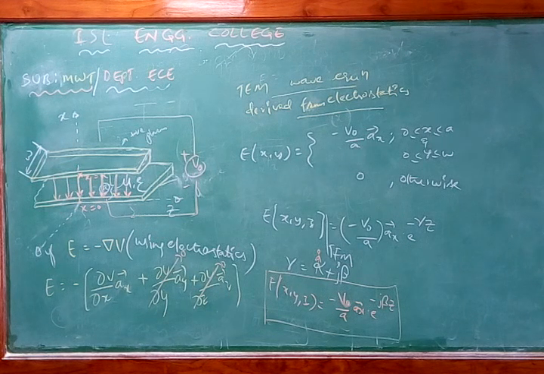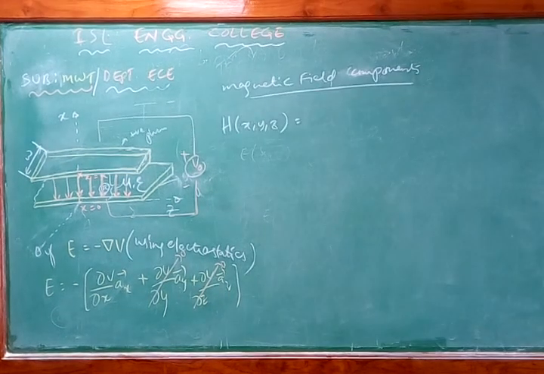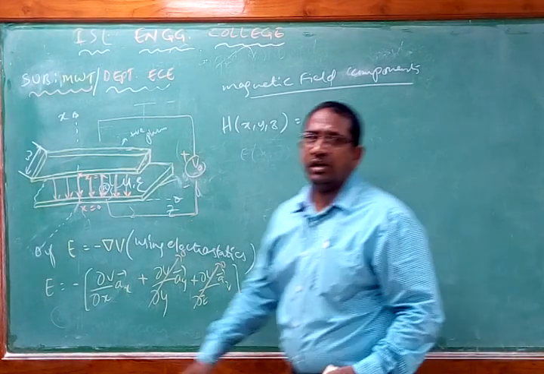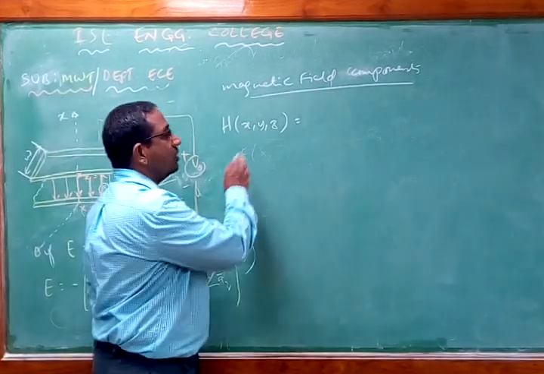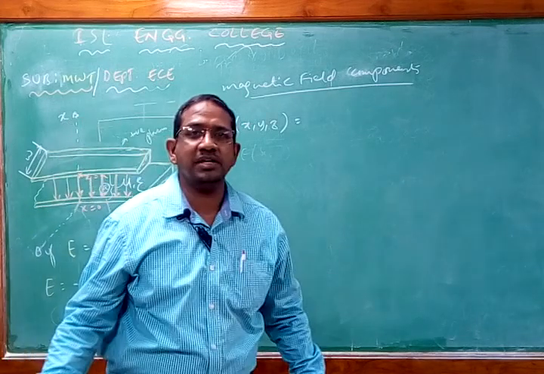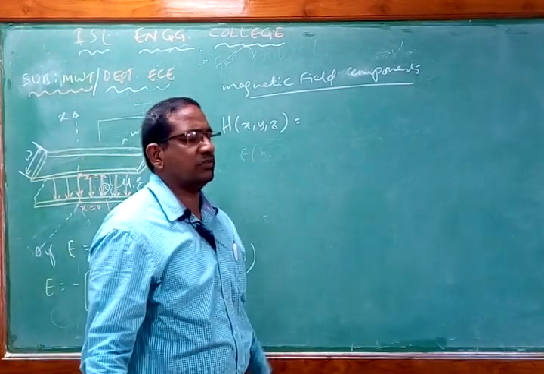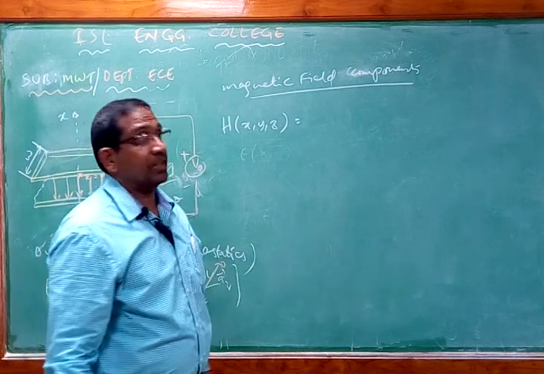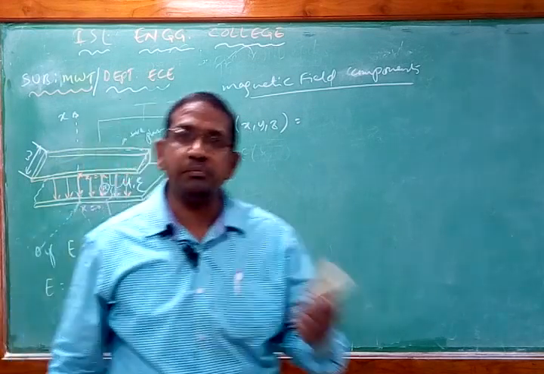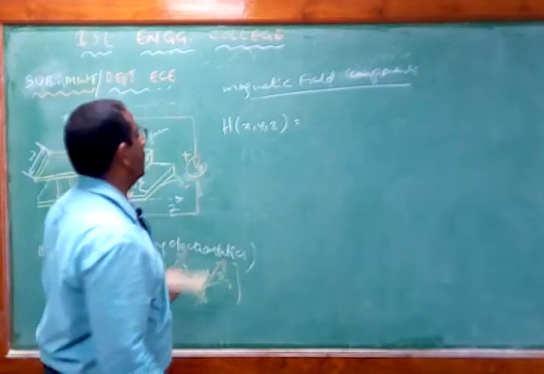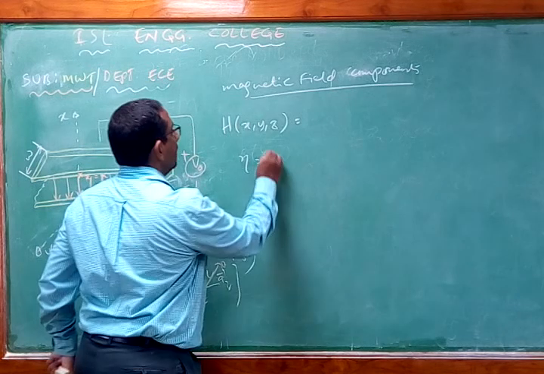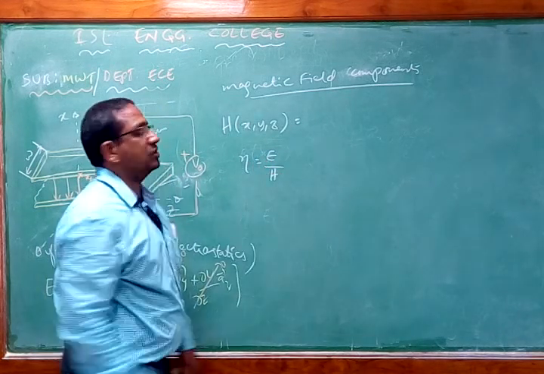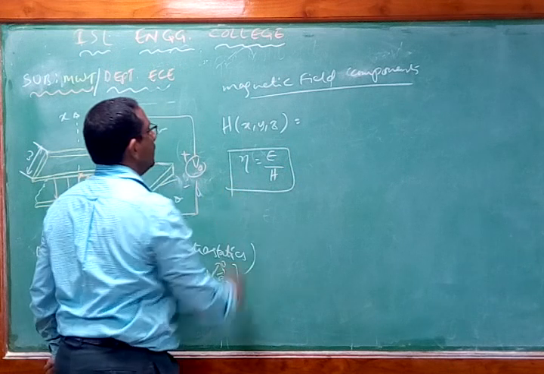So for the magnetic field wave equation, what do we have to do? For the magnetic field components, we can normally use a wave equation. In the coming classes, we will discuss wave equations also. We go with the wave impedance. So let us go with the equation of wave impedance. Wave impedance eta is generally the electric field by the magnetic field, so eta is equal to E by H.